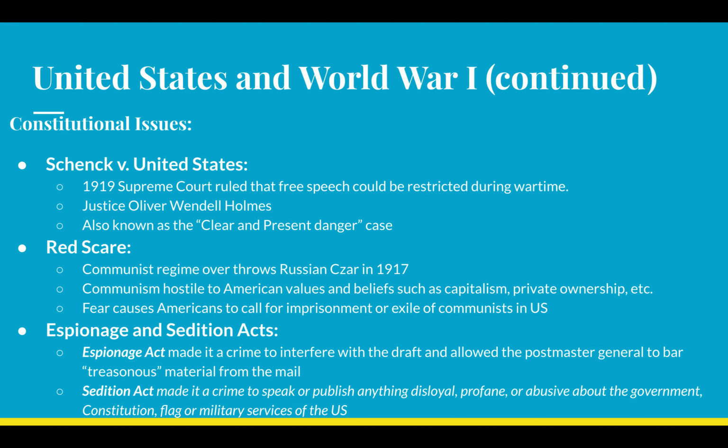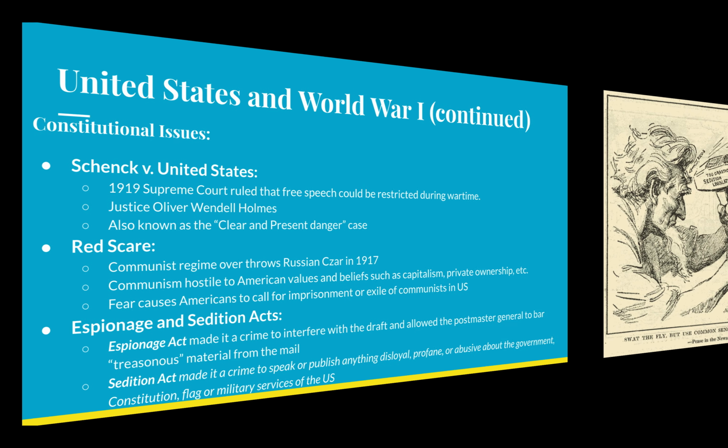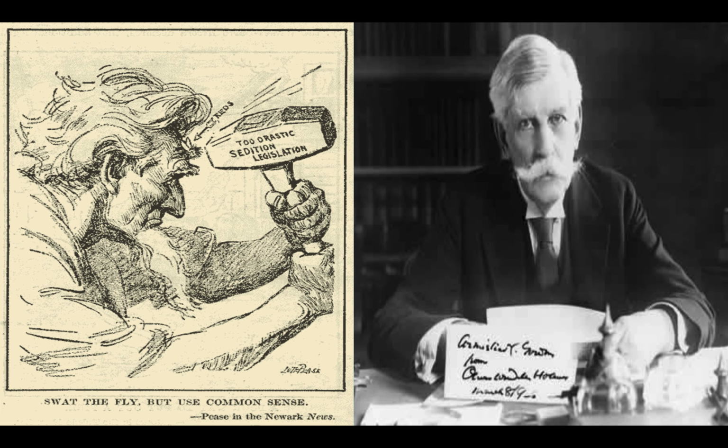The Espionage Act made it a crime to interfere with the draft. The draft was used in World War One. The draft was used in World War Two. The draft was used in a few wars afterwards. We'll talk about, of course, Vietnam being one of the biggest pivotal drafts that led to a constitutional action of lowering the voting age. That's the 26th Amendment. Sedition Act made it a crime to speak or publish anything disloyal, profane, or abusive about the government, constitution, flag, or military services. You see this political cartoon here.